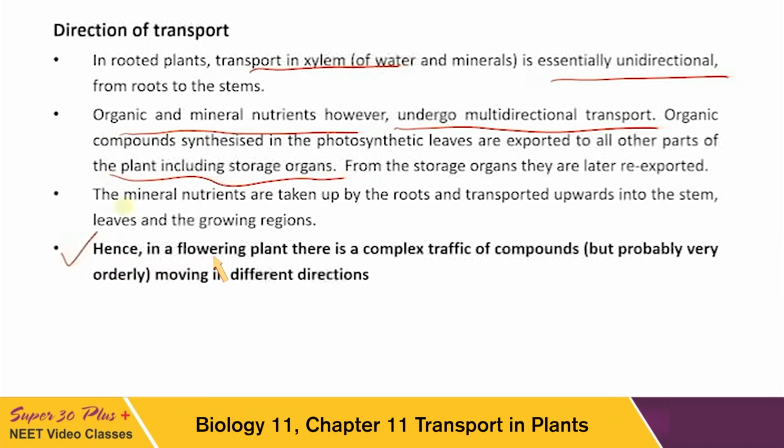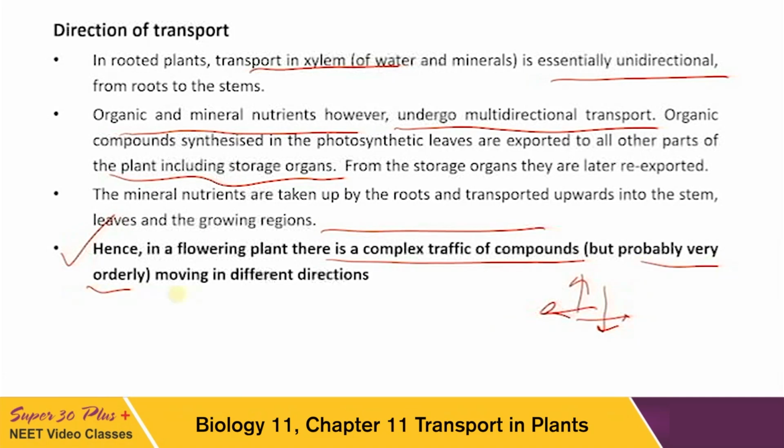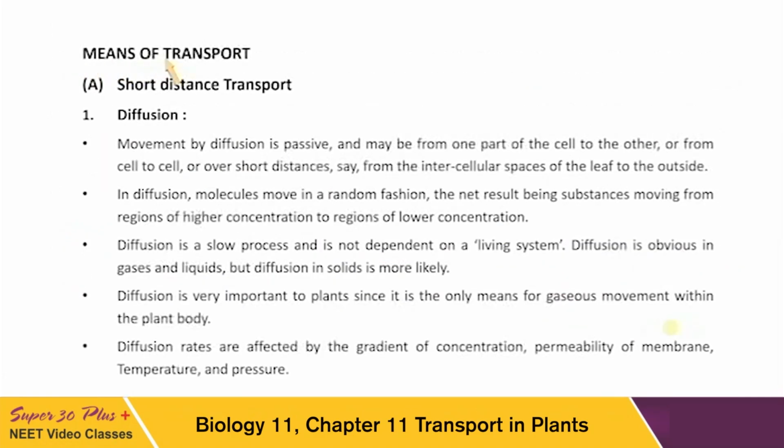You see, in a flowering plant there is a complex traffic of compounds. One is going to this side, one to that side, and others to the periphery. But this complex traffic is probably very orderly, moving in different directions. Now you have to see the means of transport. First, we have to discuss short distance transport.